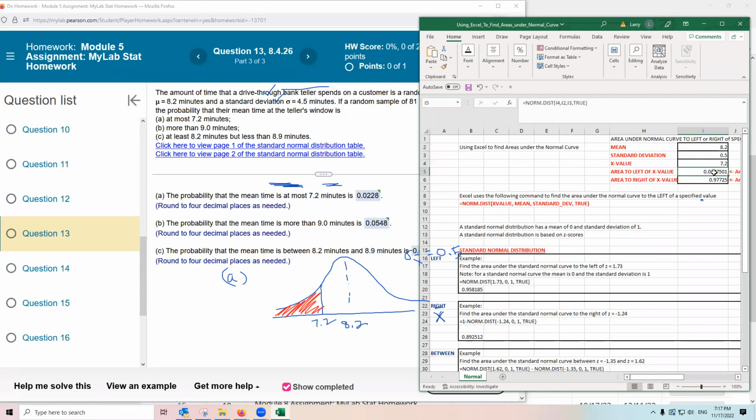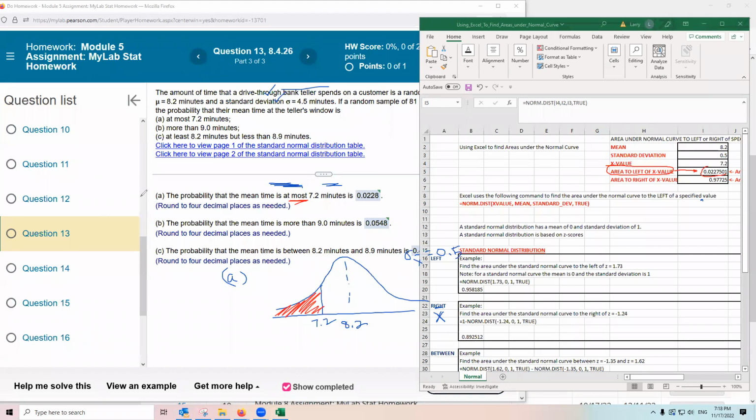So our answer is right here. Let me highlight the answer here. We're interested in the area to the left in this example, right? Because when they say at most 7.2, that means less than 7.2. So we want this area to the left, which is 0.0228 rounded to 4 decimal places.